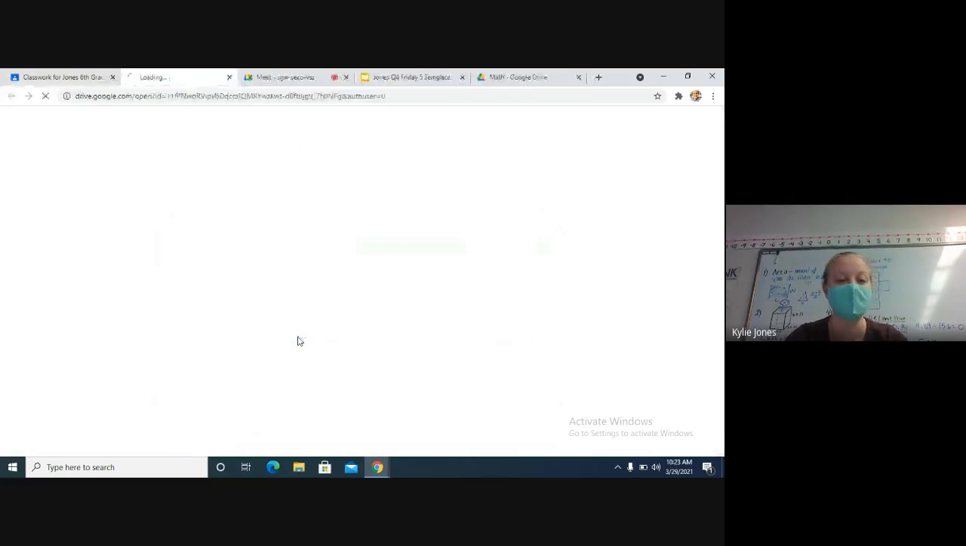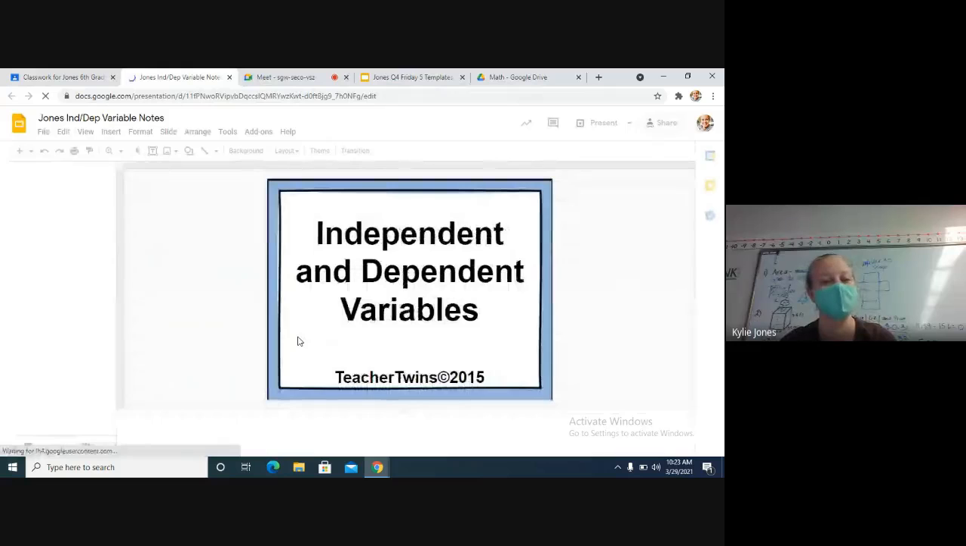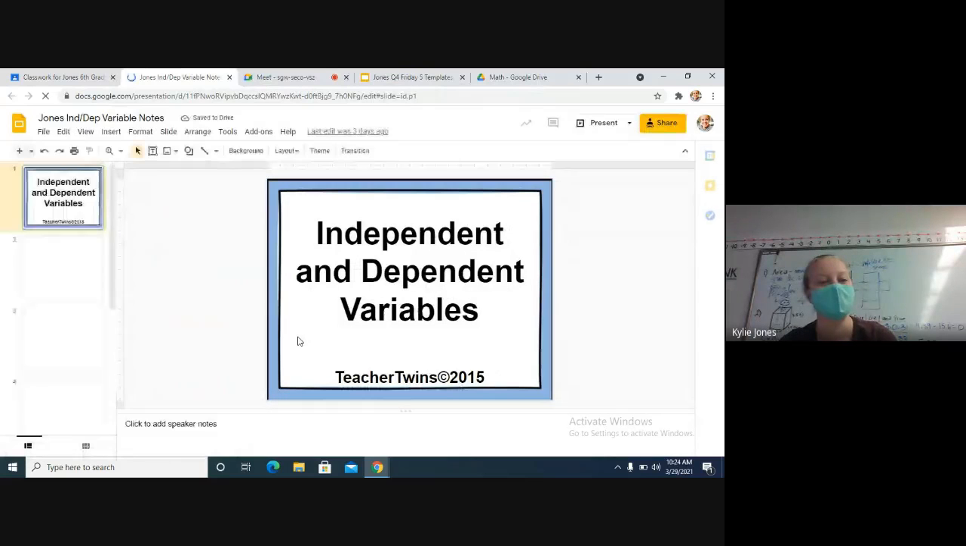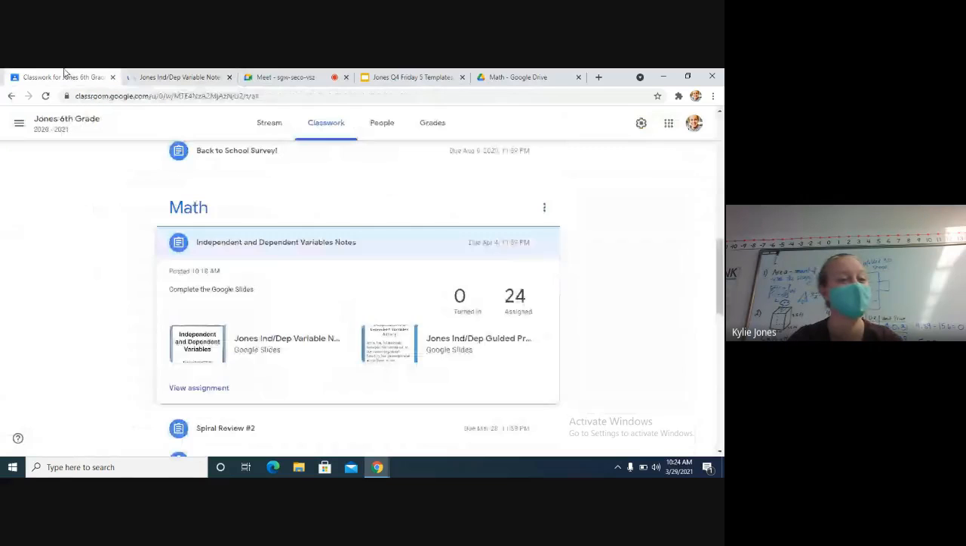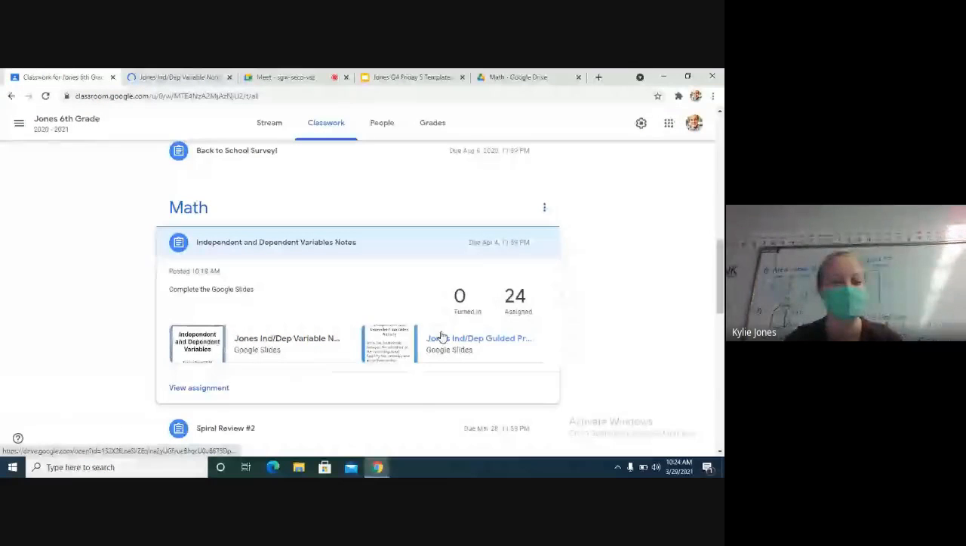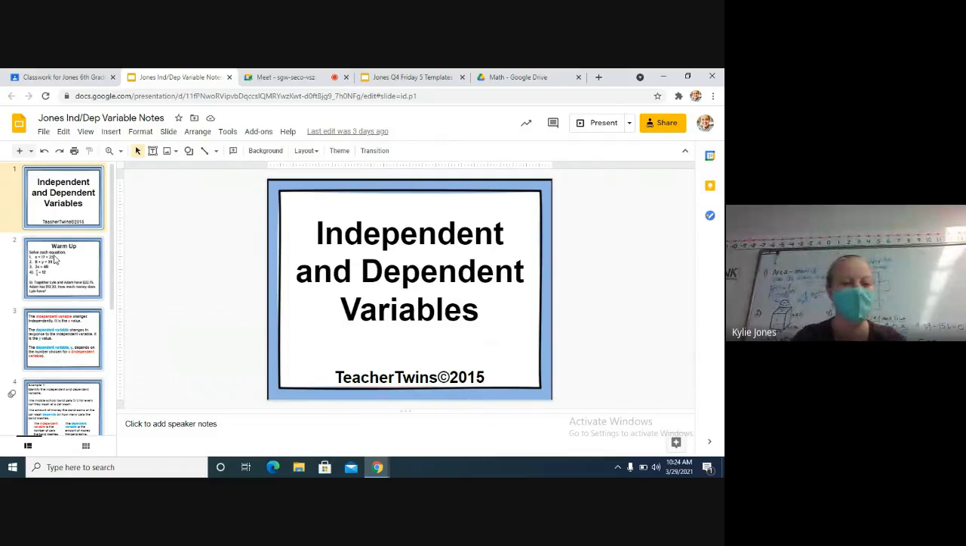So let's open up our notes. It's the first one, independent and dependent variable notes. It should look like this. There's 2 of them on there. The first one should be the one that says notes. The other one says guided practice, which we will do together. So start with the notes. I'm going to present it. You can follow along on my screen if you'd like to. Actually, let's do the warm-up first.